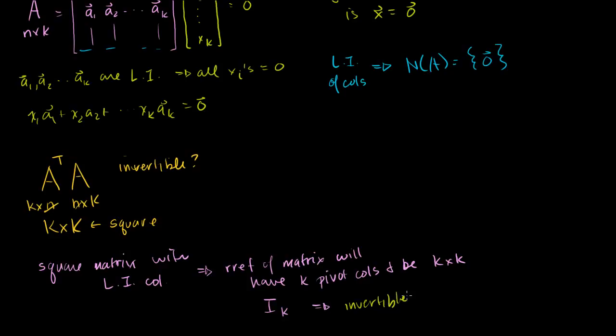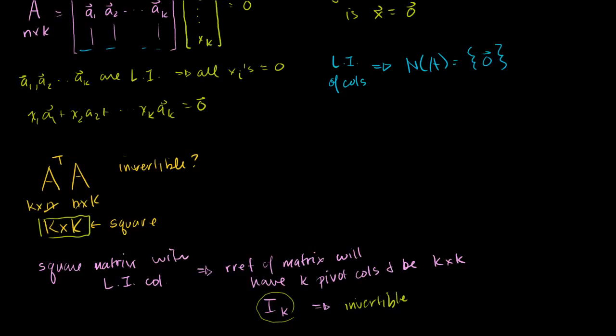I could have probably left that to the end of the video, but I just want to show you, we already know that A transpose A is a square matrix. If we can show that, given that A has linearly independent columns, A transpose times A also has linearly independent columns, then given that it's a square matrix, when we put it into reduced row echelon form we'll get the identity matrix, and that tells us this thing would be invertible. So let's see if we can prove that all of this guy's columns are linearly independent.